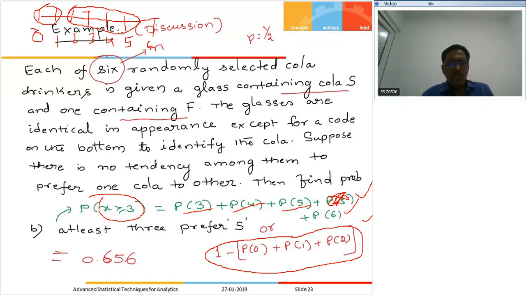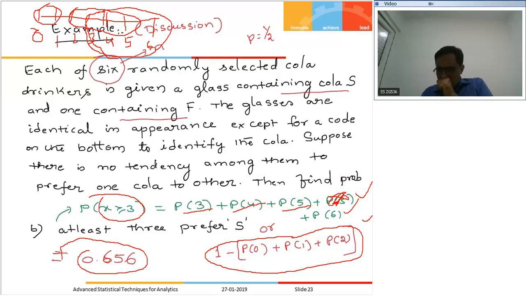Probability of greater than or equal to 3 means we have to take from 3 onwards: 3, 4, 5, 6. So probability of 3 plus 4 plus 5 plus 6 we can calculate. Or otherwise, because total probability is 1, 1 minus P of 0 plus P of 1 plus P of 2, then we'll get this. This is the second formula.